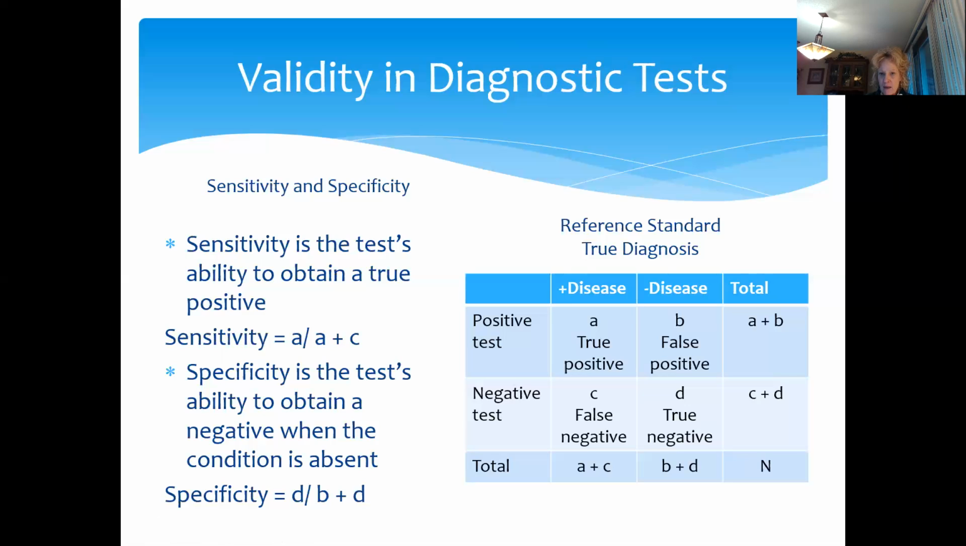So all your true positives and your false positives are A plus B. And your false negatives and your true negatives are C plus D. And that's how you come up with your sensitivity and specificity formulas.